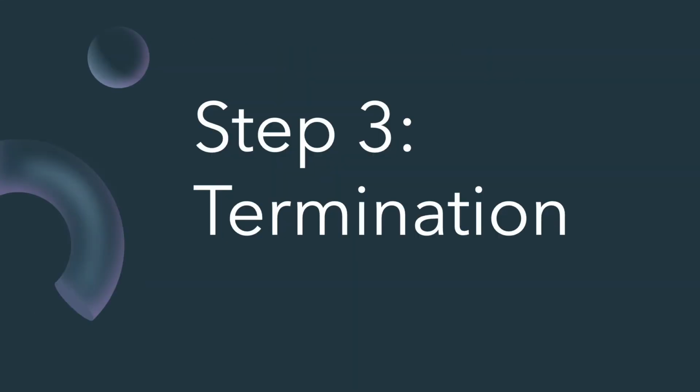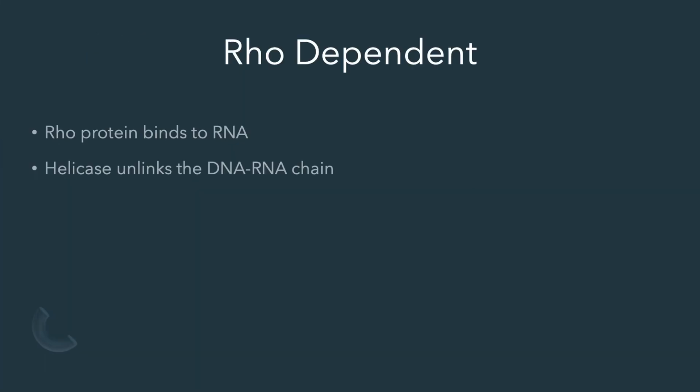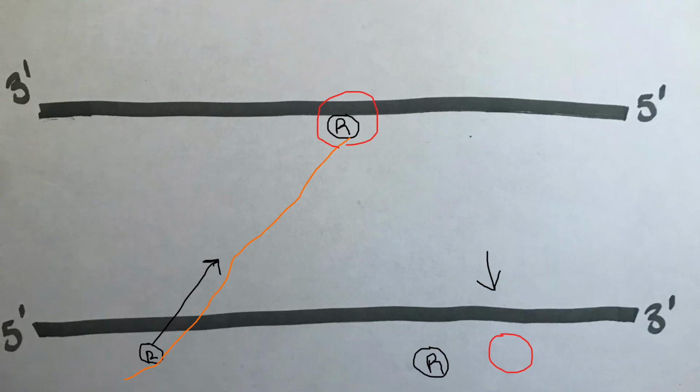The third step of transcription is termination, and it can occur in 2 ways: rho-dependent or rho-independent. Rho-dependent termination utilizes a rho protein that binds to RNA and uses helicase to unlink the DNA-RNA chain, which results in termination. This process is better depicted in the visual of rho-dependent termination, where you can see that the rho protein will slide up the RNA, which is shown by the orange line, and bind to RNA polymerase, depicted by the red circles, and where the rho protein then uses helicase to unlink the chain.